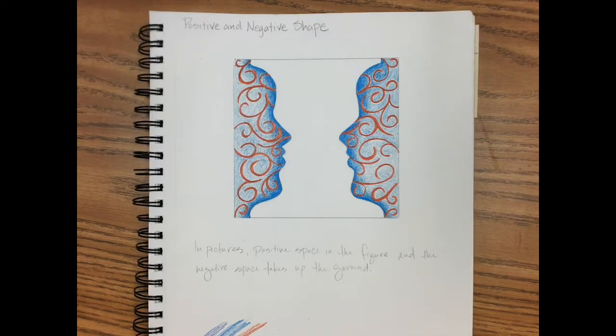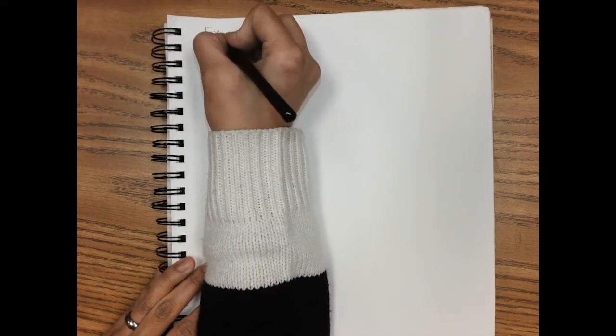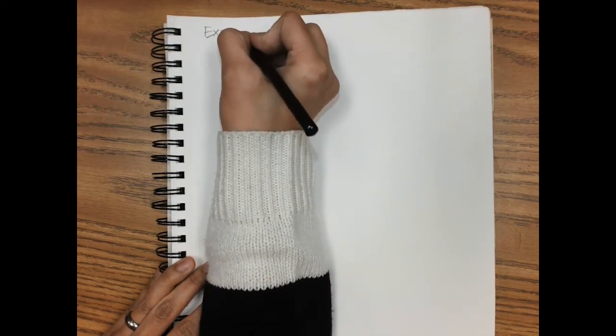Once you are finished with your positive and negative shape assignment, go ahead and turn to the very next page, and at the upper left corner of this page you are going to write expressive lines.